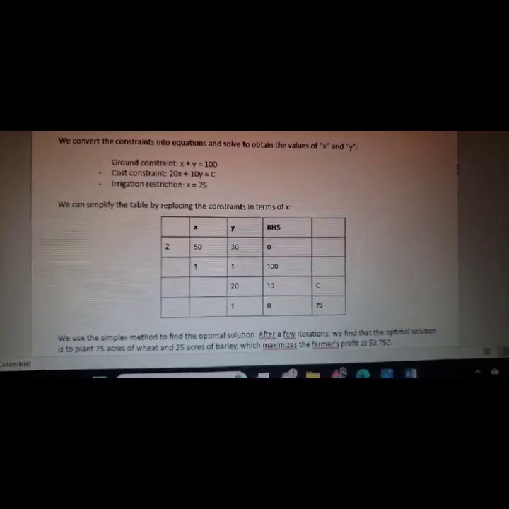We convert the constraints into equations and solve to obtain the values of x and y. Ground constraint: x plus y is equal to 100. Cost constraint: 20x plus 10y is equal to c, or constant. Irrigation restriction: x is equal to 75. We can simplify the table by replacing the constraint in terms of x. We use the simplex method to find the optimal solution.